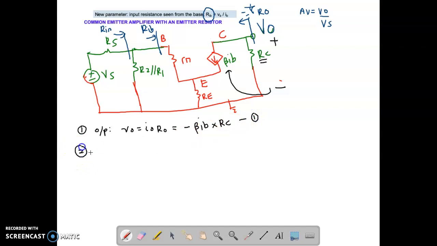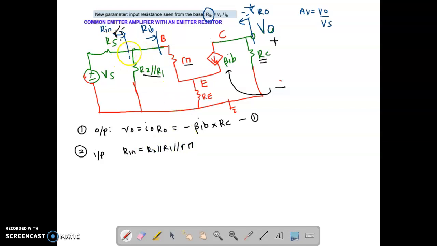Number 2, let's start at the input. At your input, what is the input resistance? Looking from here, what is your input resistance? You have R2 parallel to R1 and also parallel to r pi.